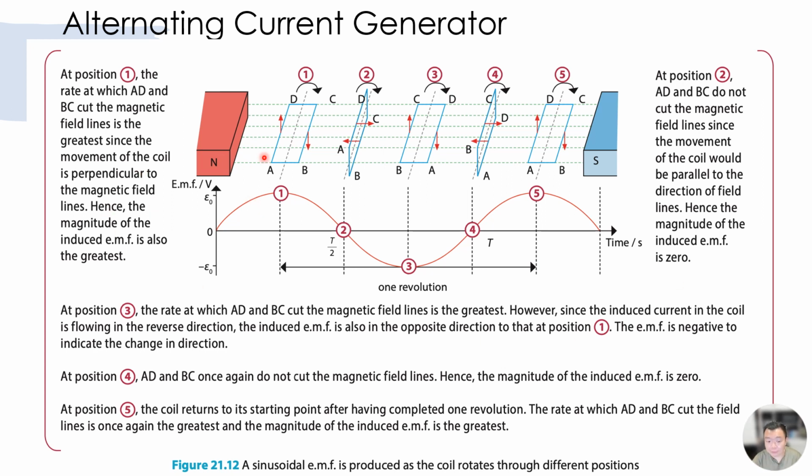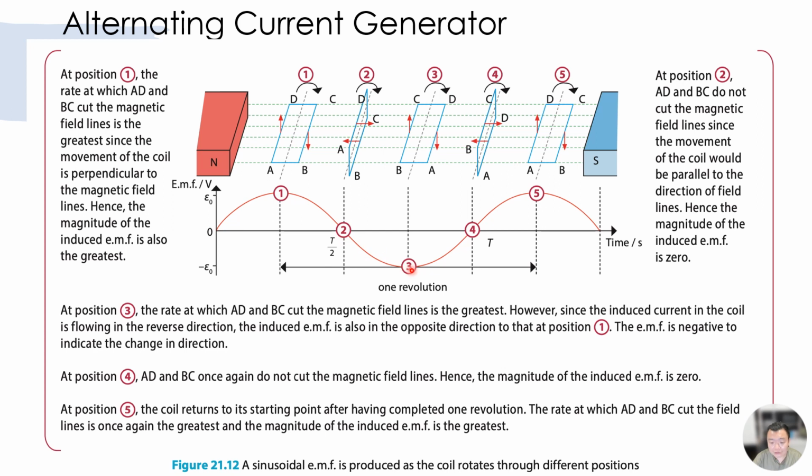The graph over here, the graph of the induced EMF or induced current against time. So like what I've shown you just now, when the coil rotates across one complete cycle from position 1 to position 5 is one complete cycle in a clockwise manner. You can see that the induced EMF or the induced current goes from a maximum over here to a zero when the wires AD and CB are moving parallel to the magnetic field lines. You don't get any effect at all.